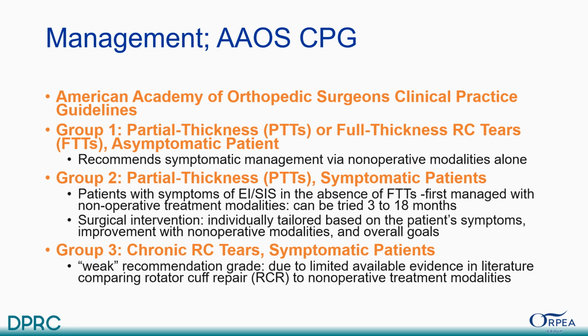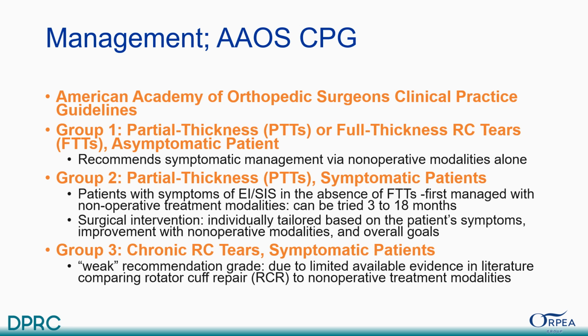So now, how do we manage? Here I am just following the American Academy of Orthopaedic Surgeons clinical practice guidelines. They categorize into 3 groups. Group 1 is partial thickness tears or full thickness rotator cuff tears in asymptomatic patients. So they recommend symptomatic management via non-operative modalities, mainly physiotherapy and other kinds of non-operative modalities.